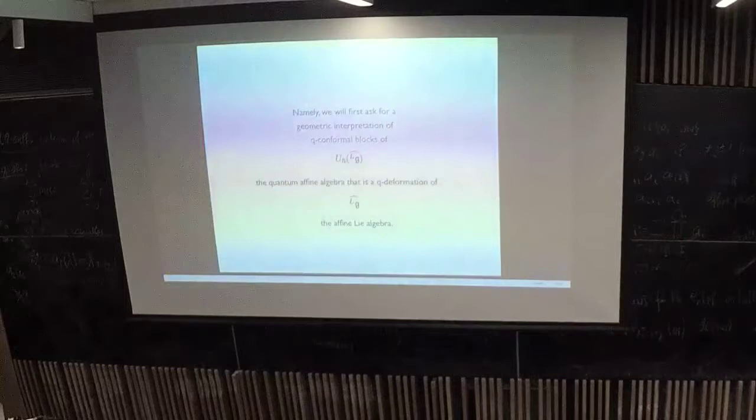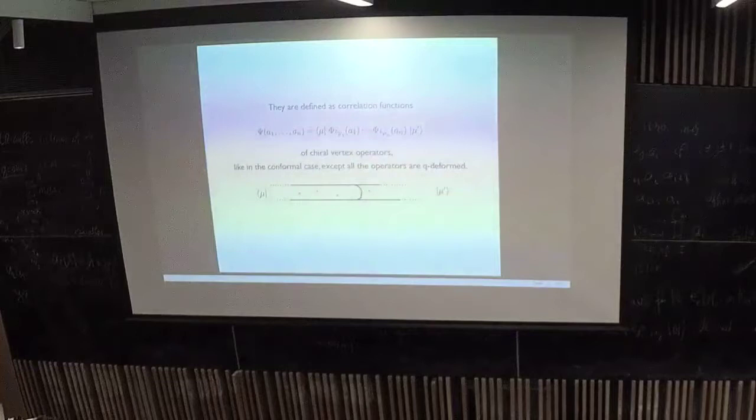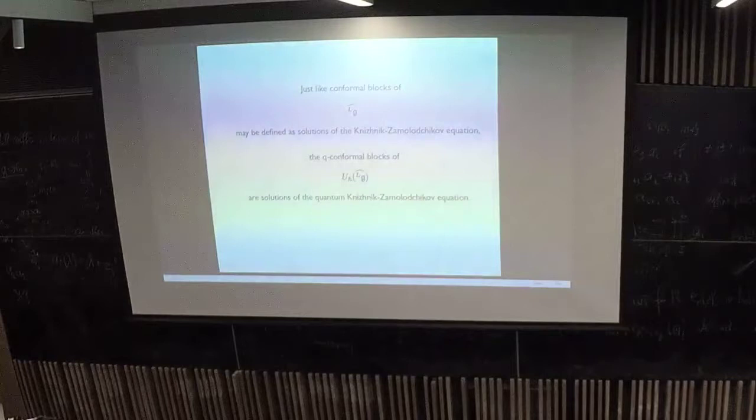Anyway, so it's useful to ask for a geometric interpretation of q-conformal blocks of the quantum affine algebra, which is a q-deformation of the affine Lie algebra. So these q-deformed conformal blocks were discovered by Igor Frenkel and Nikolai Reshetikhin. They can be defined analogously to the conformal case as correlators of chiral vertex operators, except the operators are deformed and the algebra is deformed. And just like in the conformal case, they may be defined as solutions of the quantum Knizhnik-Zamolodchikov equation, an equation that is a q-deformation of the Knizhnik-Zamolodchikov equation. In fact, this is how the story was discovered by Frenkel and Reshetikhin, by starting with the equation and then discovering that all of the structures of conformal field theory miraculously generalize.